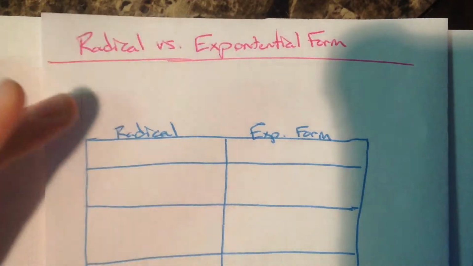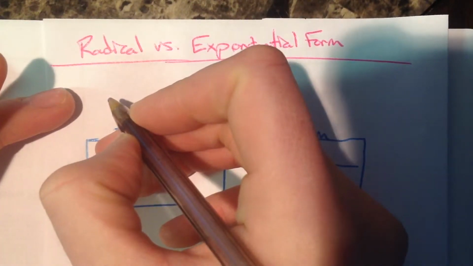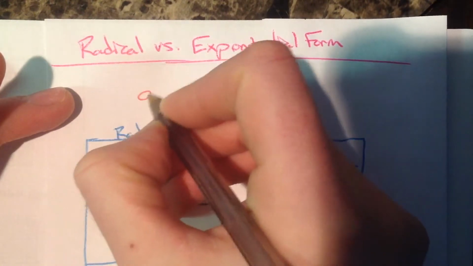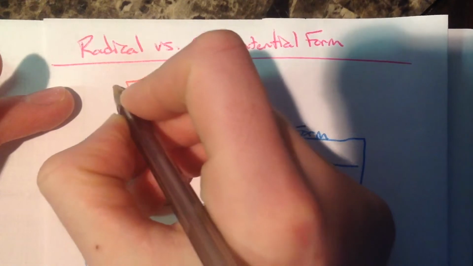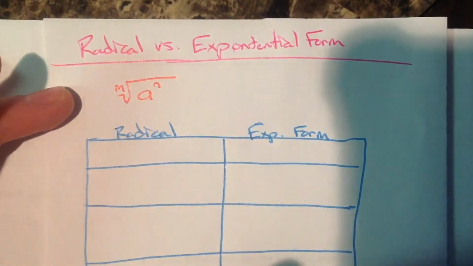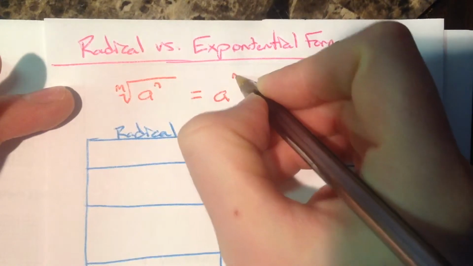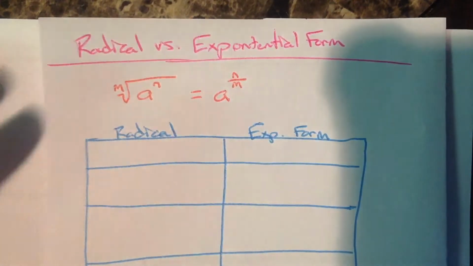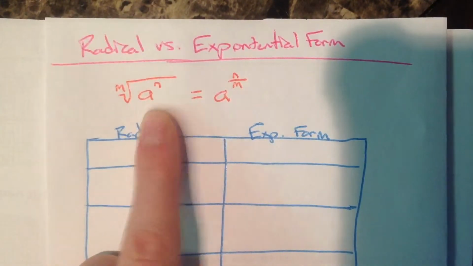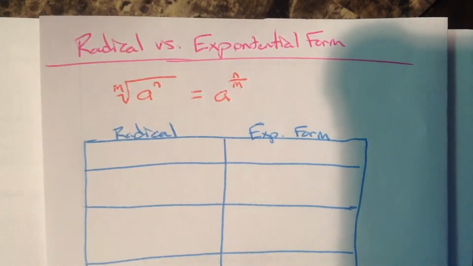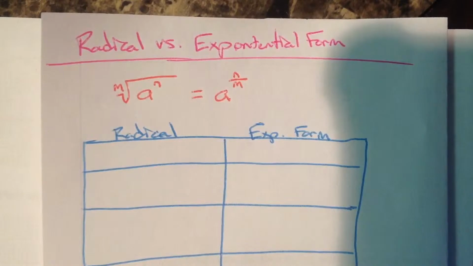Radical versus exponential form. Say, for example, I have some variable a, and it's having a root of m to a power of n. Then another way we can write it is a to the m over n. So these are equivalent. This is radical form, this is exponential form because it has an exponent, versus a radical, which is another way of saying a root.